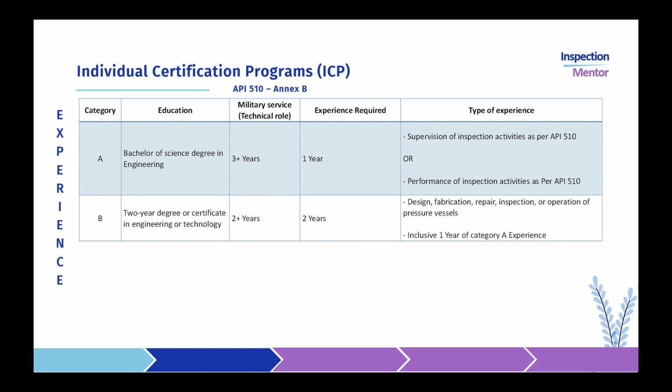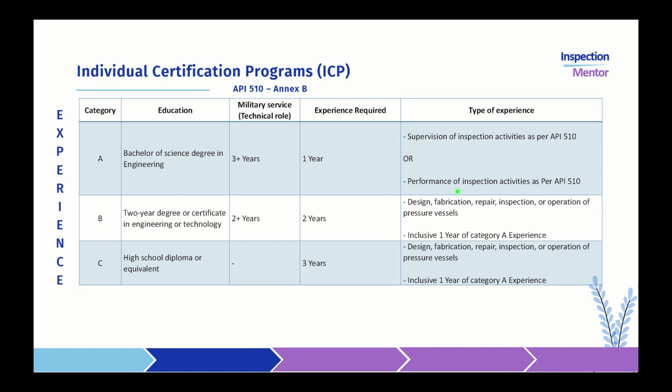Second group, category B: 2-year degree certificate in engineering or technology. For military services, 2 years of service, and they got 2 years of experience. Apart from these, they should have experience of design, fabrication, repair, inspection, or operation of pressure vessels. So these 2 years involve this kind of experience, like design, fabrication, repair, and inspection. Within these 2 years, they should have 1 year of category A experience. So they should have 2 years of experience, and within that period, they should have the kind of experience specified by the API 510 standard.